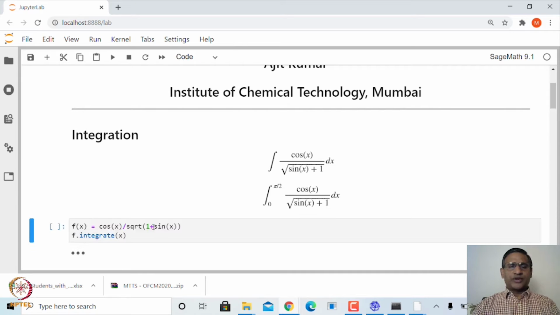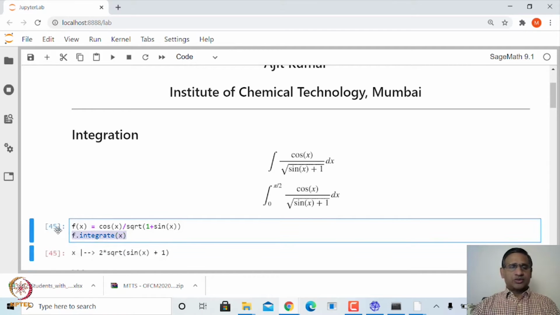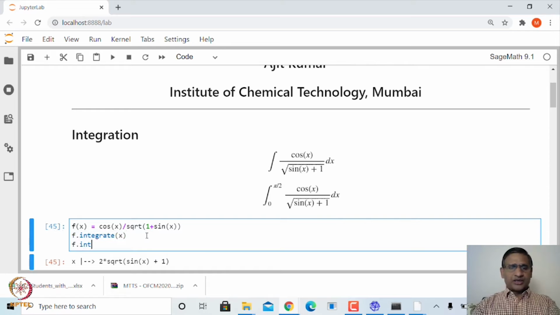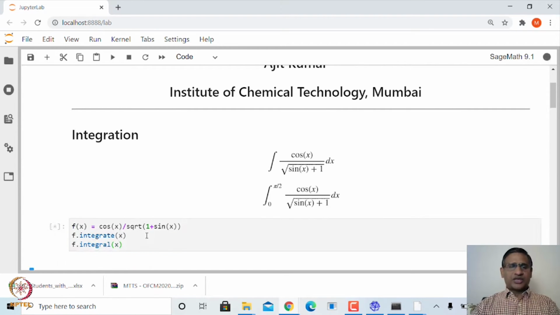First you need to define the function. The function I am calling f(x), which is equal to cos x upon square root of 1 plus sin x. And to find its indefinite integral, you simply need to use f.integrate or f.integral with respect to the variable x. You could also use f.integral, that will also work with respect to x. So both give you the same answer.